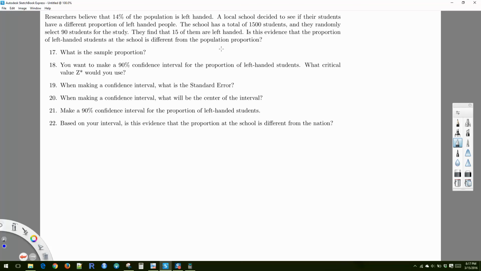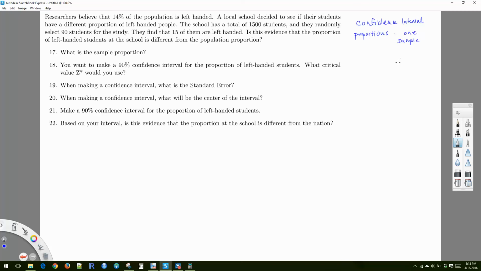Okay, so what do we have here? Are we dealing with a confidence interval or a hypothesis test? Confidence interval, right? It says confidence interval and talks about confidence. So here we're dealing with a confidence interval. And are we dealing with proportions or means? Proportions. One sample or two? One sample.